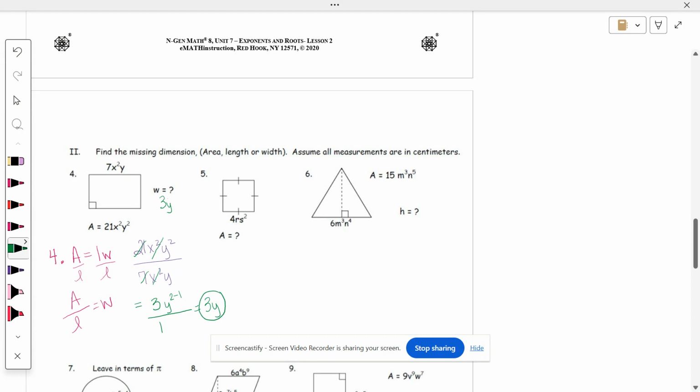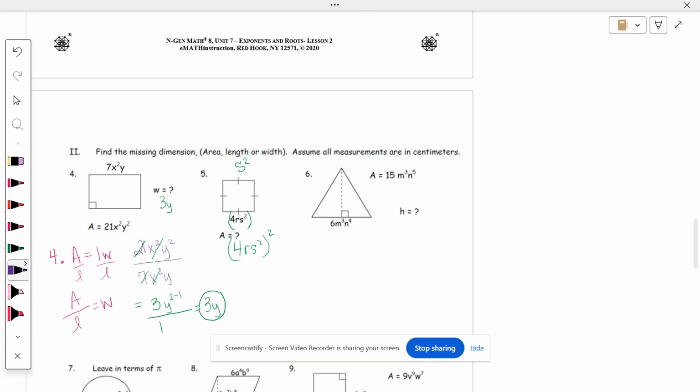Alrighty. The area of a square is just the side measure squared. So the area equals the quantity 4rs, squared. So you're going to have to use the power rule.